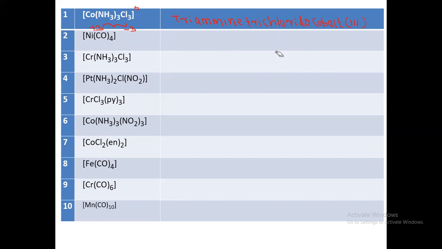Now the second one, it's given Ni(CO)4. So what is the ligand? CO, carbon monoxide, right? We say it's a carbonyl group. CO is called carbonyl group. It's a neutral ligand, no charge. So 4 carbonyl, so tetracarbonyl. Then the metal name, nickel.